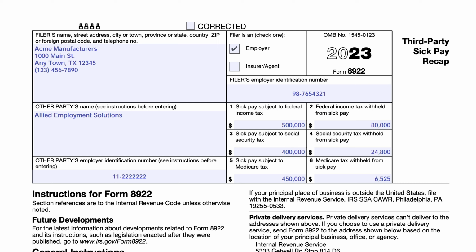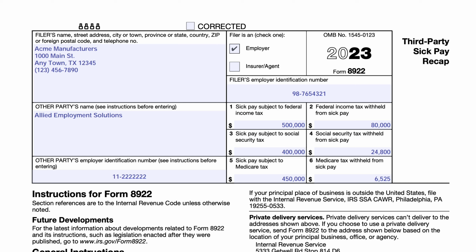Going over IRS Form 8922, third-party sick pay recap. So this is a very straightforward tax form, and it's only filed when an employer has a third party issue sick pay to employees, and this tax form is used to reconcile that third party sick pay with the employer's employment tax returns.